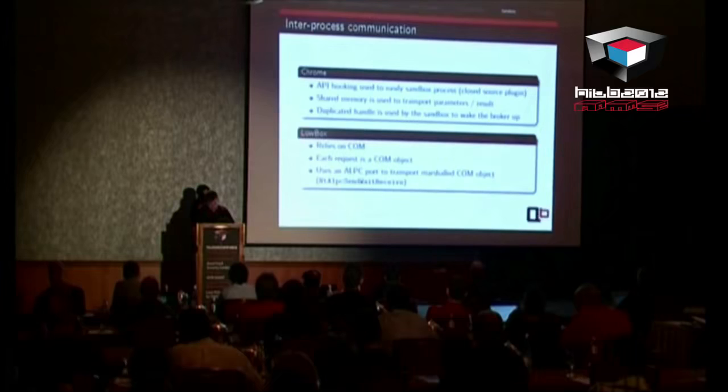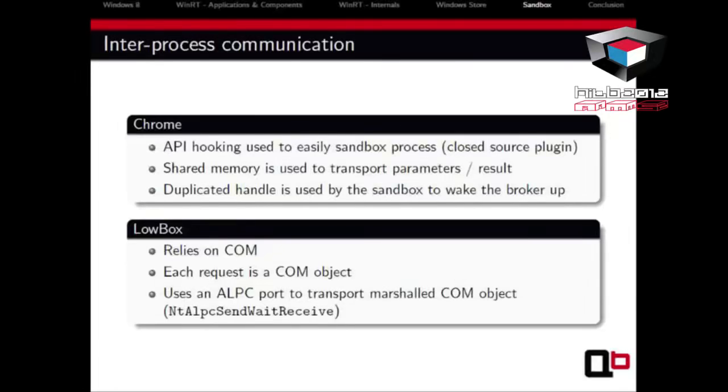On WinRT, it's far simpler because they use COM technology. Basically, a COM object is callable across processes. The sandboxed process can make an object, marshal it, and send it through an RPC port to the broker.